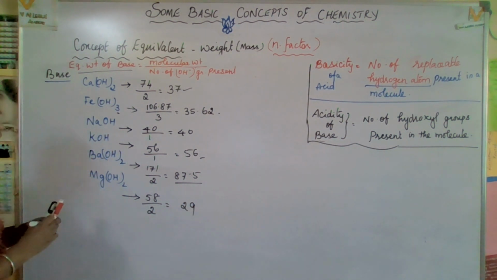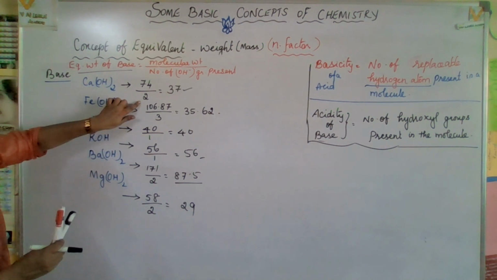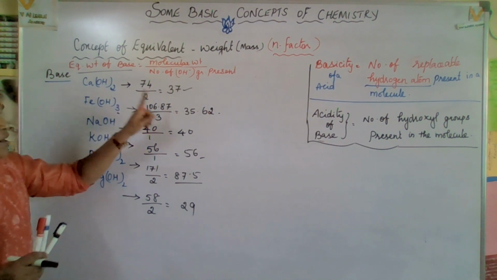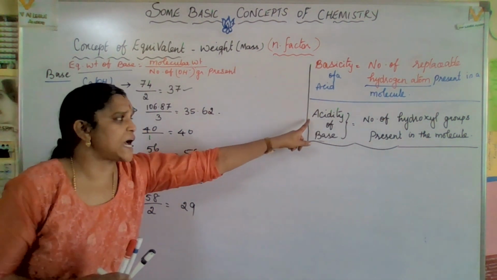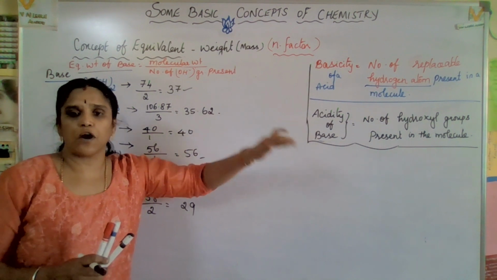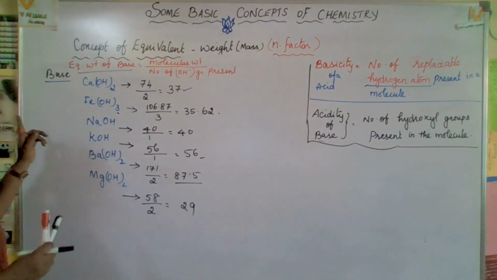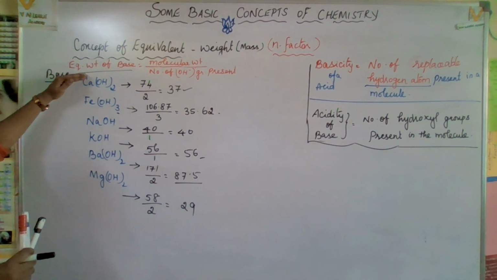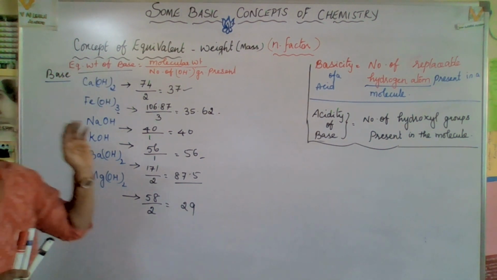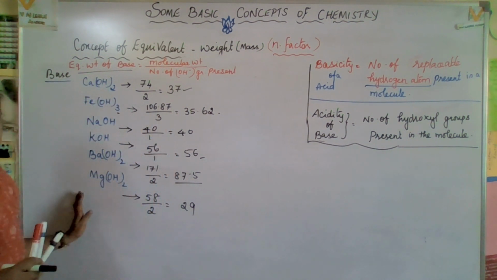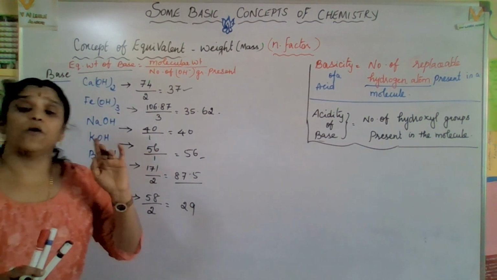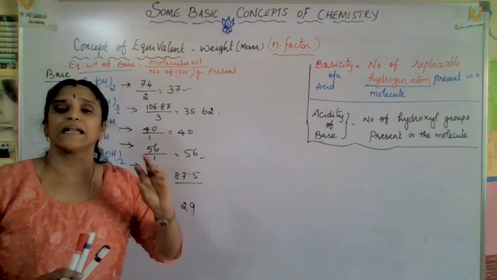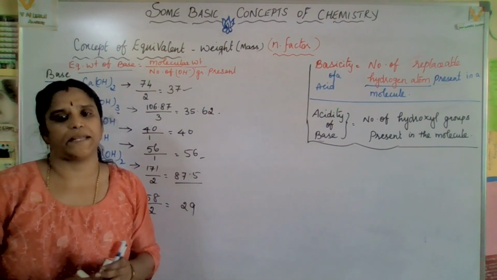I hope you got a clear idea about this down part. It is the number of hydroxyl groups present. The number of hydroxyl groups present is also known as the acidity of the base. That is the formula's point you have got to know. Hope you got a clear idea about how to find the equivalent weight of bases from some examples. Now let us check hydro acids and oxy acids.